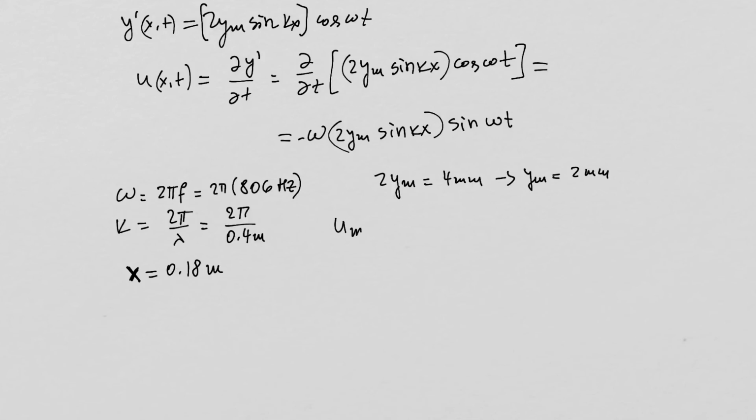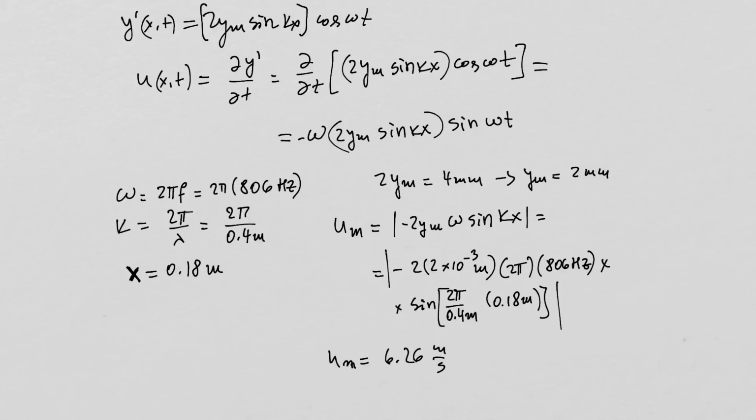So um is equal to the absolute value of minus twice ym omega sine of kx. Substituting everything in this expression and calculating the result, I get that the amplitude of the transverse velocity is 6.26 meters per second. Finally, the last question was, when is the amplitude of the transverse velocity the greatest?